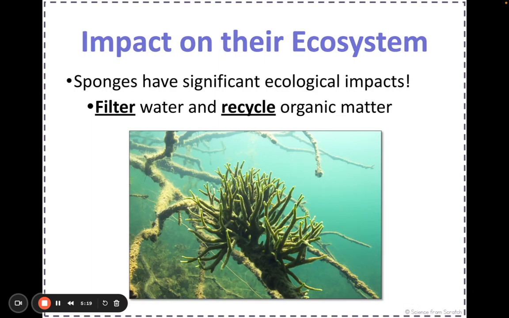Okay. Next thing we're going to talk about is the impact sponges have on their ecosystem. So sponges can have a significant impact. They filter water, right, which is how we learned. They do that quite frequently just to get the food that they need. And they also recycle organic matter. So they're kind of like the mushrooms of the ocean. They take all of that waste and they make food out of it, which in turn filters that water supply.